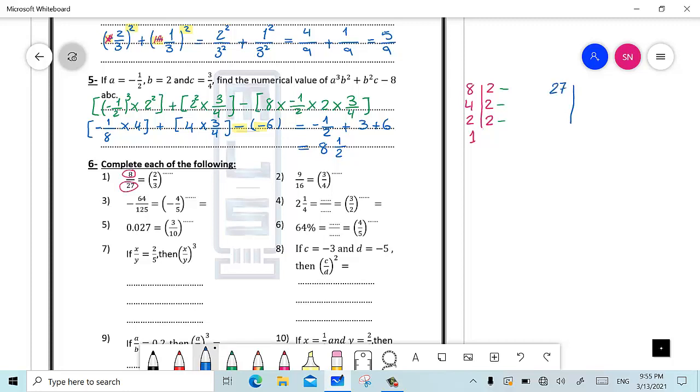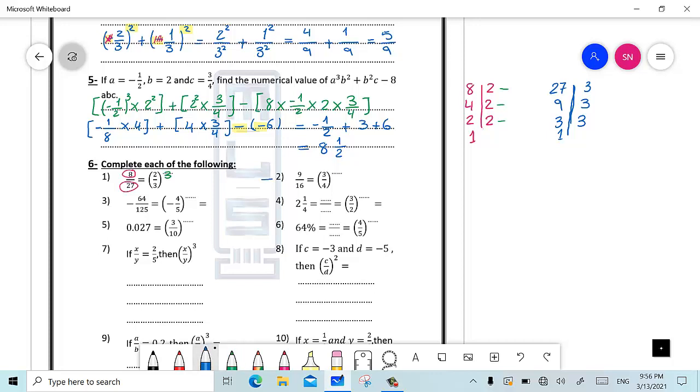So 27 divided by 3 is equal to 9. 9 divided by 3 is equal to 3. 3 divided by 3 is equal to 1. And yes, the 3 is also repeated 3 times. So here I have 2 over 3 raised to the power of 3. It's easy, just need practice.